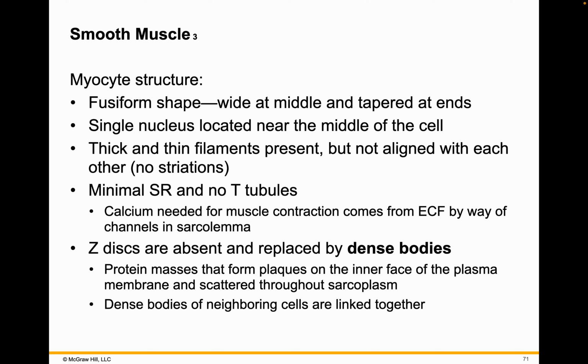The Z discs are absent. They are replaced with dense bodies. And those dense bodies are protein masses that form plaques on the inner face of the plasma membrane and are scattered throughout the sarcoplasm.